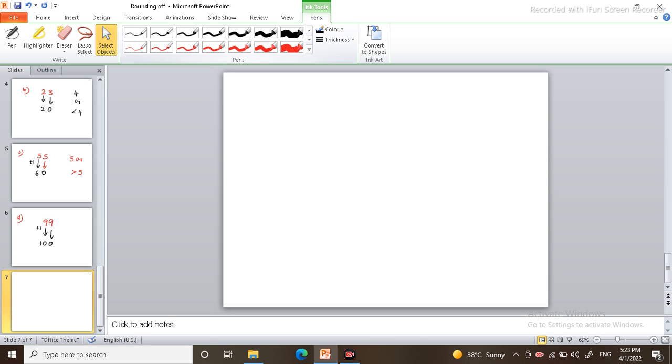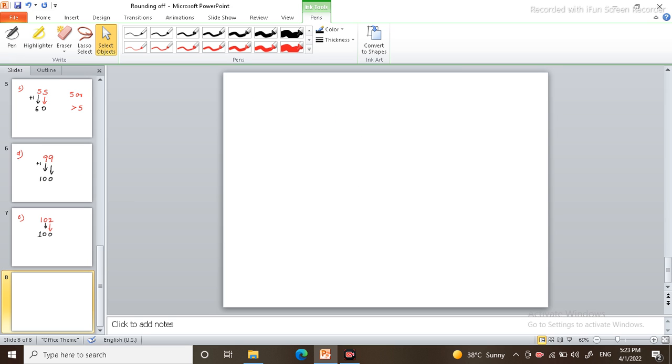Okay, one more example. See here, I'll take 102. When we round off to the nearest 10, see, in ones place it is 2, so keep it as 0, and the rest stays the same, so the value will be 100.